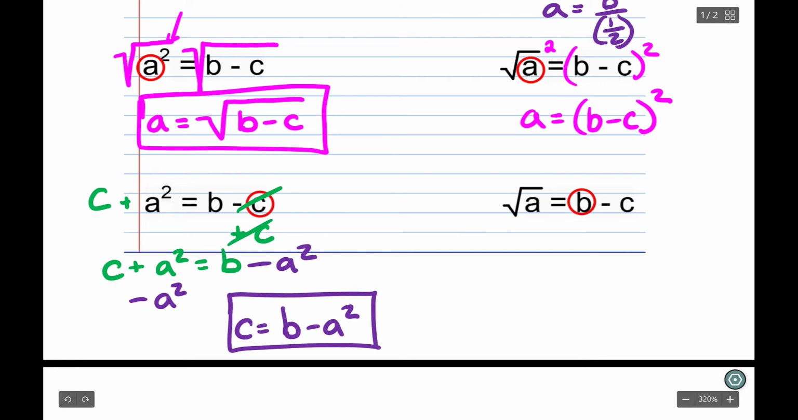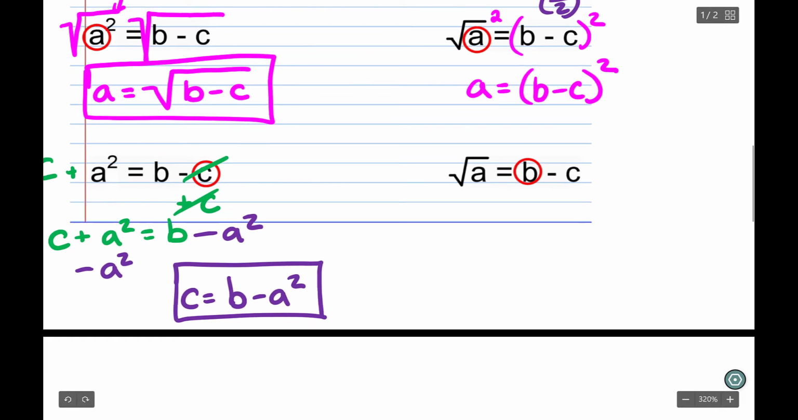All right, the same thing over here. I have a square root, and you think, oh, I've got to do something with this square root, but I don't. I want to isolate b, so I simply have to move c to the other side. Because it's being subtracted, I'm going to add it across to the other side like this. And so b would simply be equal to the square root of a plus c.